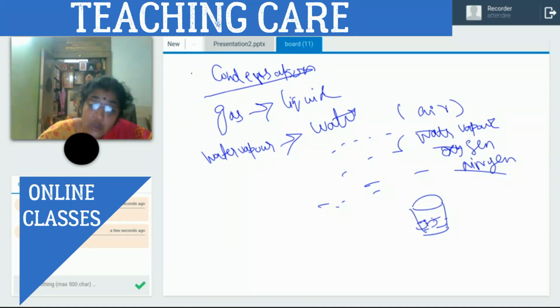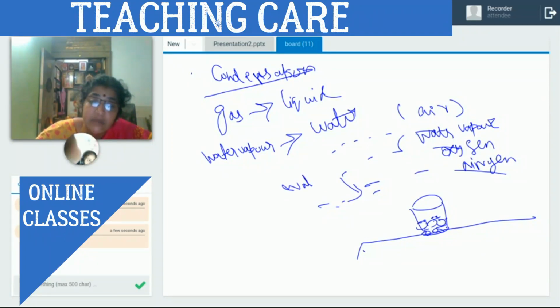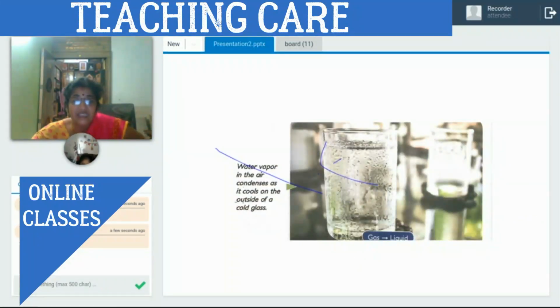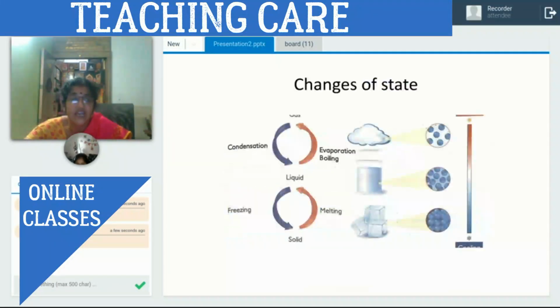Otherwise, if you keep ice cubes in a cup on a shelf, what will happen? The water vapor present in the atmosphere, for this ice tumbler, the outer covering is cold, isn't it? So in this cold, the vapor will go and settle as drops of water. So you can see droplets of water outside that glass tumbler.